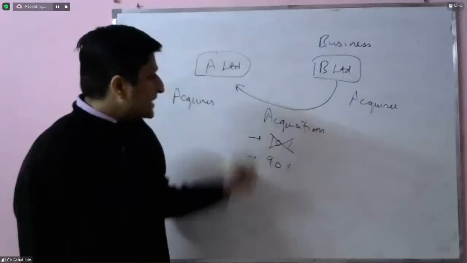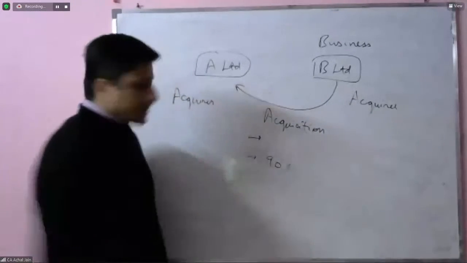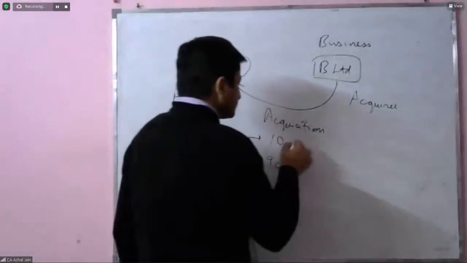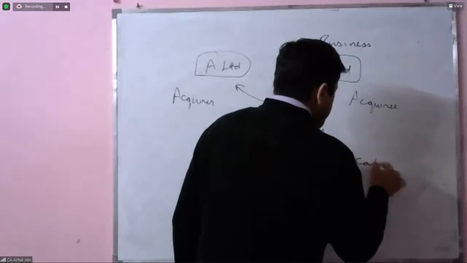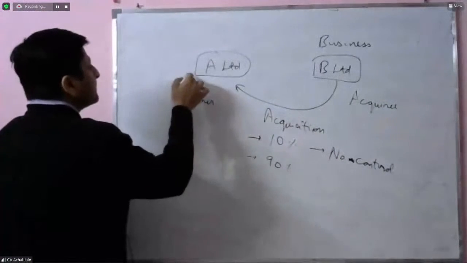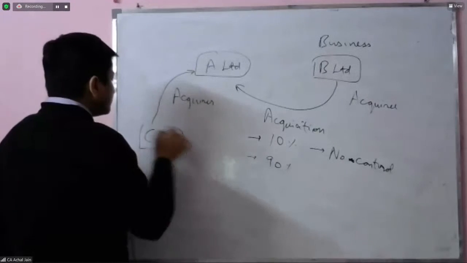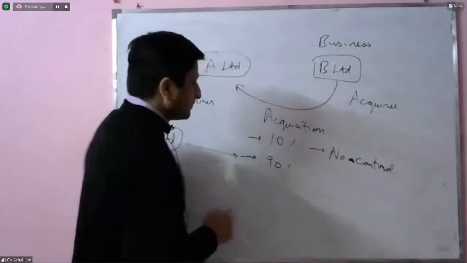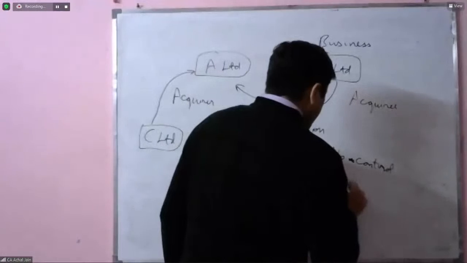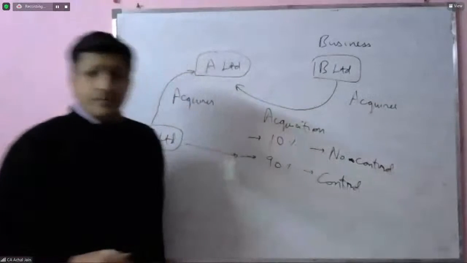Correct? So let's suppose with 10%, there was no control. And let's suppose other than B Limited, A Limited also acquired C Limited, and for C Limited it was 90%, wherein we say it's a control. Understood?